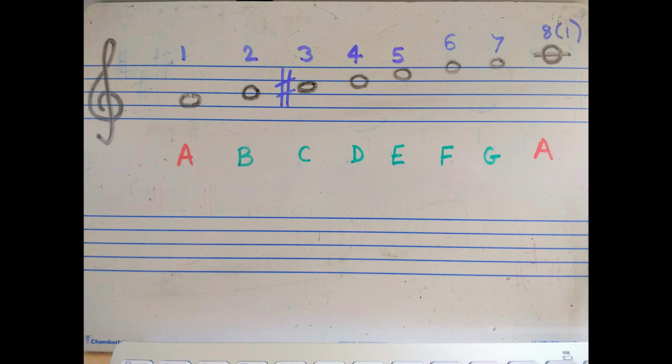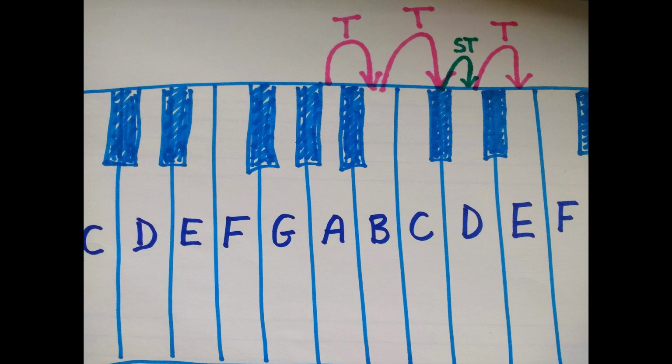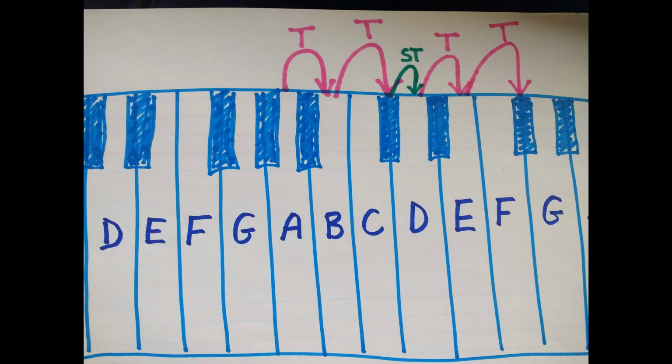So what comes next? If we go up a semitone from C sharp, we get to D, because remember we're still following our tone, tone, semitone, tone, tone, tone, semitone pattern. From D, we go up a tone and we get to E. And then from E, we go up a tone and we get to F sharp.